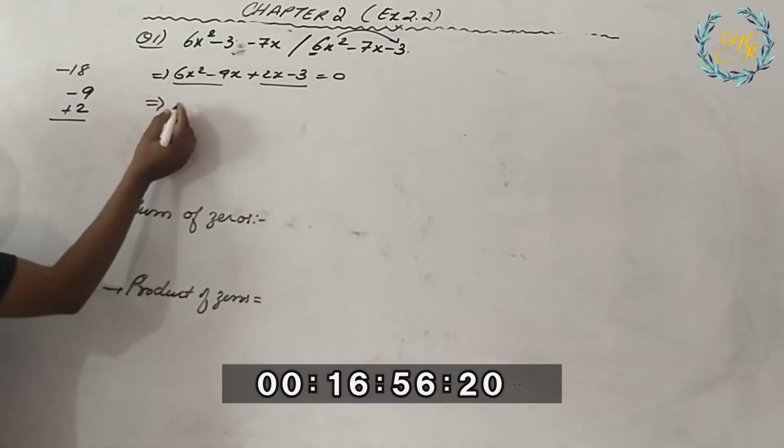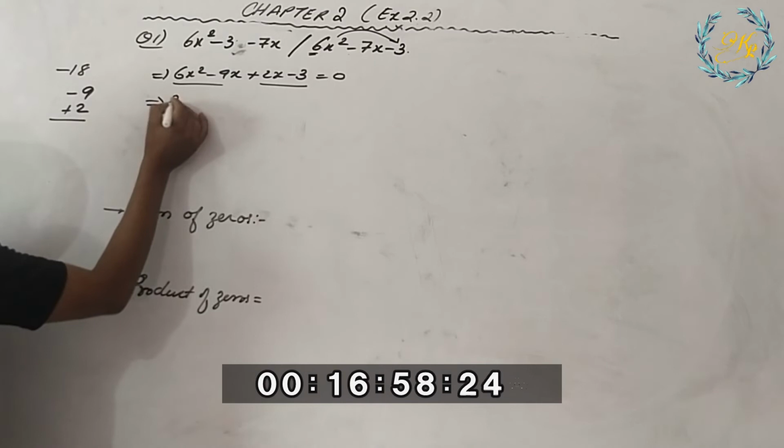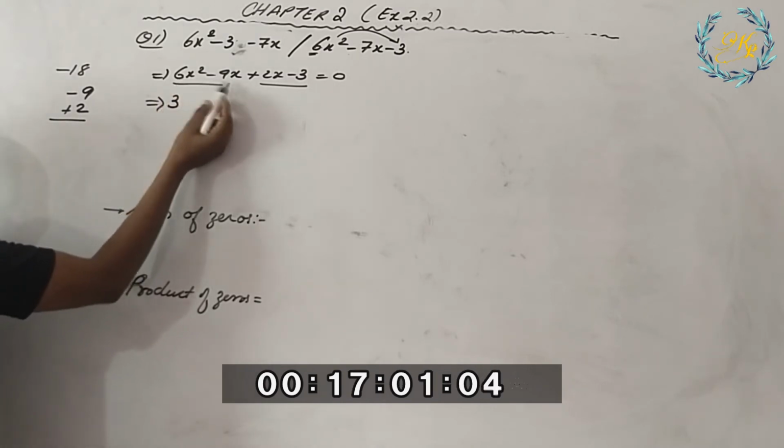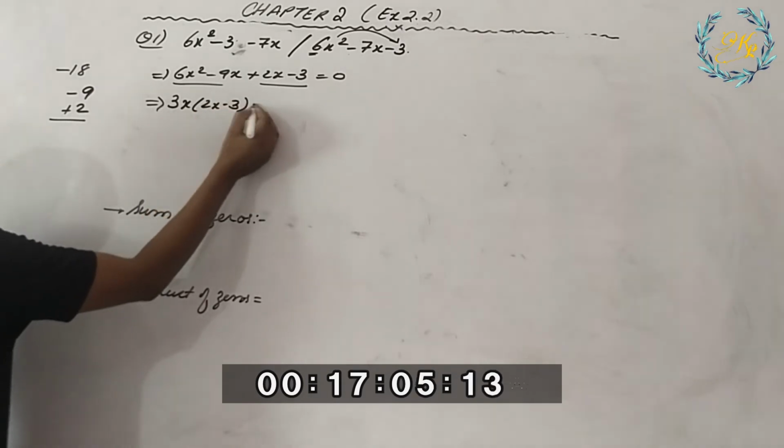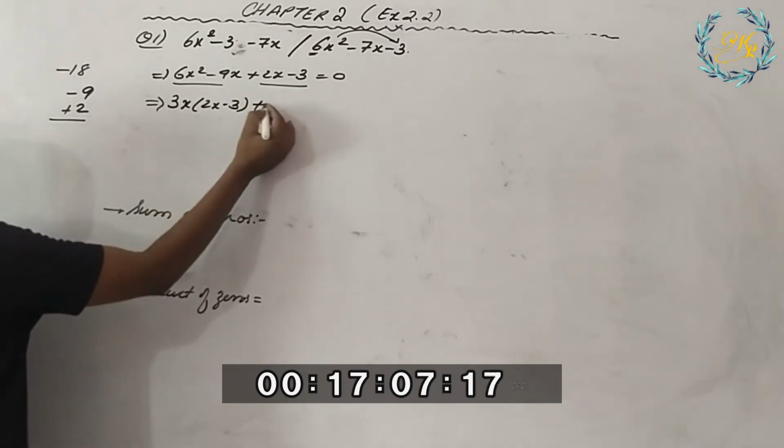Making pairs, and then out of these two, 3 can be taken common as 3 can divide both these numbers and x can be taken common. So you get 2x minus 3 plus, you see nothing common here, you take 1 common.